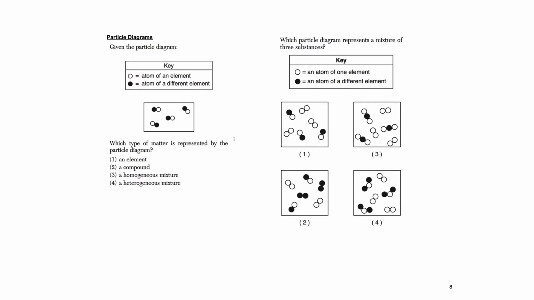Next, which particle diagram represents a mixture of 3 substances? So now you're looking for a mixture that has 3 different things. That would be number 2. You have the diatomic element of the 2 white, the diatomic element of the 2 black, and then you have a white and a black, a compound.